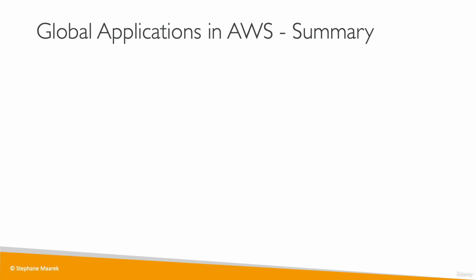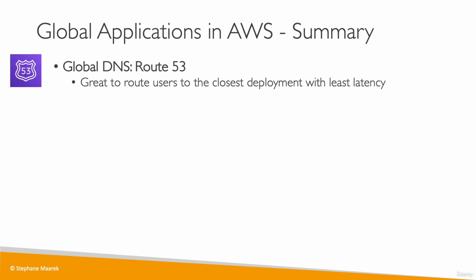Okay, so let's summarize what we've learned regarding global applications in AWS. First, we've seen the global DNS Route 53, and this is a great way for you to route users to the closest deployment with the least latency, and it's going to be very helpful as well when we define disaster recovery strategies. So we saw how to create records and how to have them point from hostname to IP, for example.